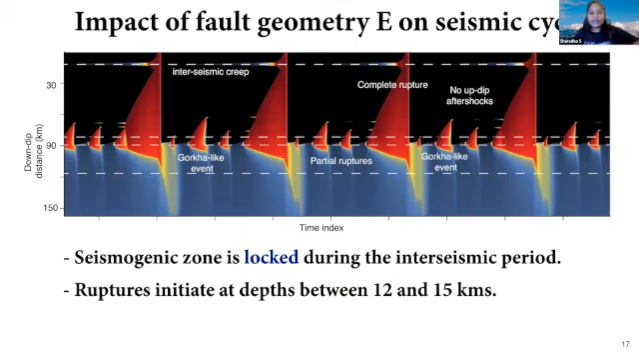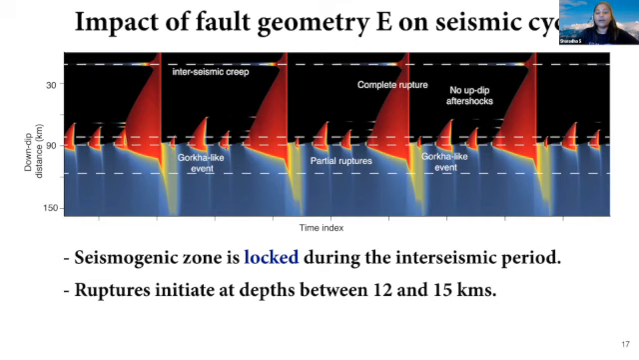Now we can look a little more closely at the details of the seismic cycle with this geometry. This is a geometry that does not have the middle ramp. And you can see here the seismogenic zone is fully locked during the interseismic period. All the ruptures, both partial ruptures and the full ruptures, initiate close to the transition between velocity weakening and velocity strengthening, which also happens to be very close to the mid-crustal ramp.